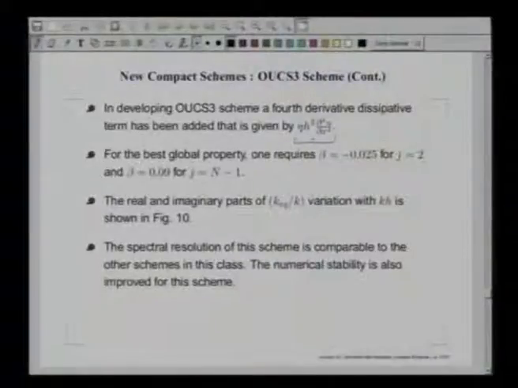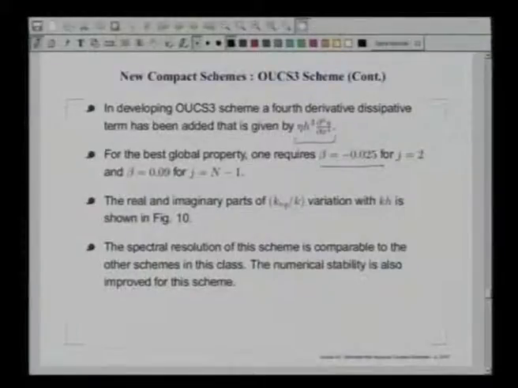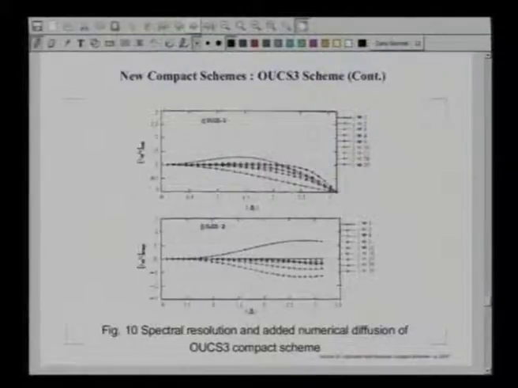That is why we added this fourth derivative term, and for best global properties, remember that we had a closure scheme for j equal to 2 and j equal to n minus 1. So, here we figured out, if we take beta equal to minus 0.025 for j equal to 2 and beta equal to plus 0.09 for j equal to n minus 1, we get a very good scheme, and the real and imaginary parts are shown here.